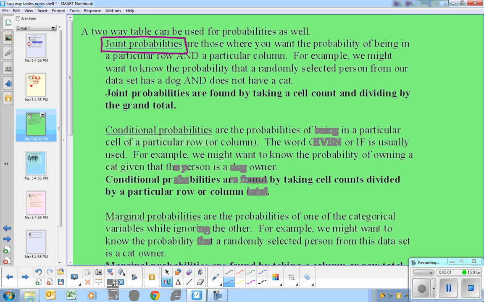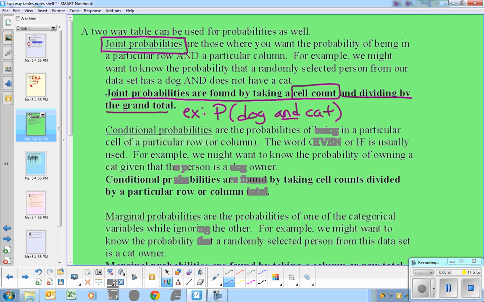And that kind of probability, a joint probability, is found by taking a cell count. Now, a cell in a two-way table is just one of the boxes. So take one of the cells, one of the boxes, and you divide by the grand total. An example of this would be, let's say I wanted to know the probability of someone in our group of students owning a dog and a cat. In reading that, I can see that it's a joint probability question because it uses the word and. As soon as I see the word and, I say, oh, that means I want to take a box from my chart, a cell, and divide by the grand total.